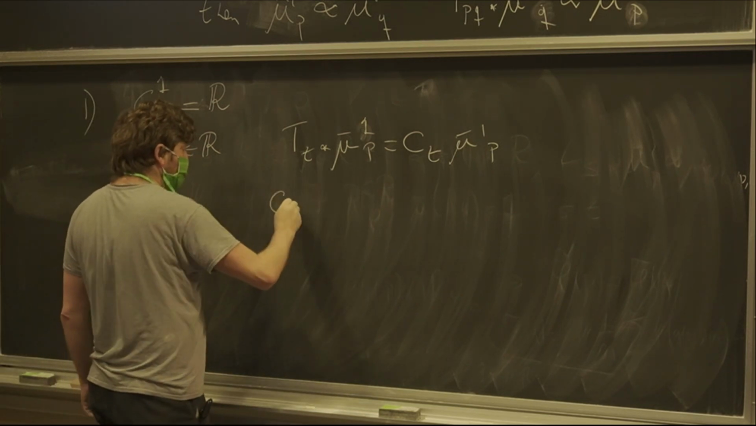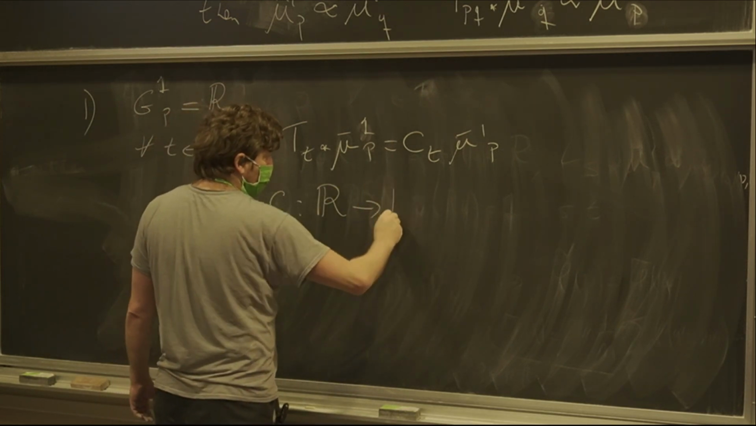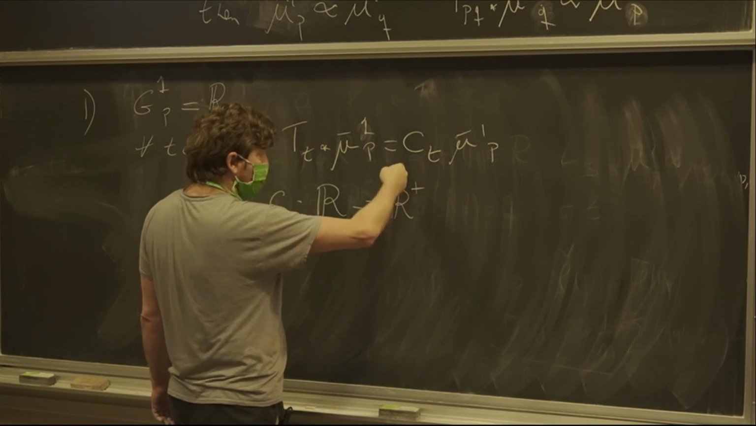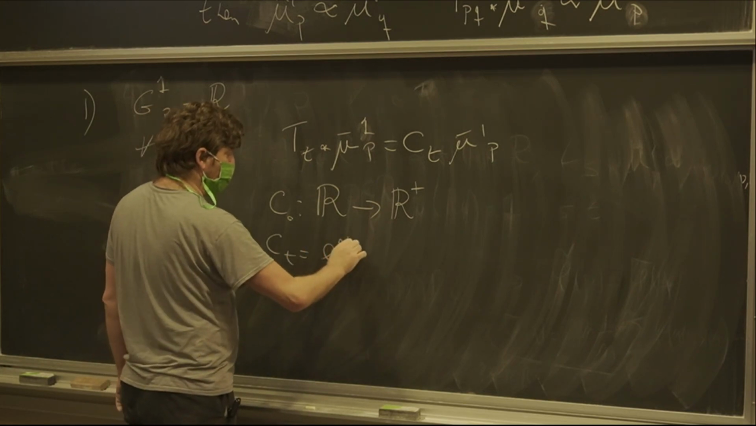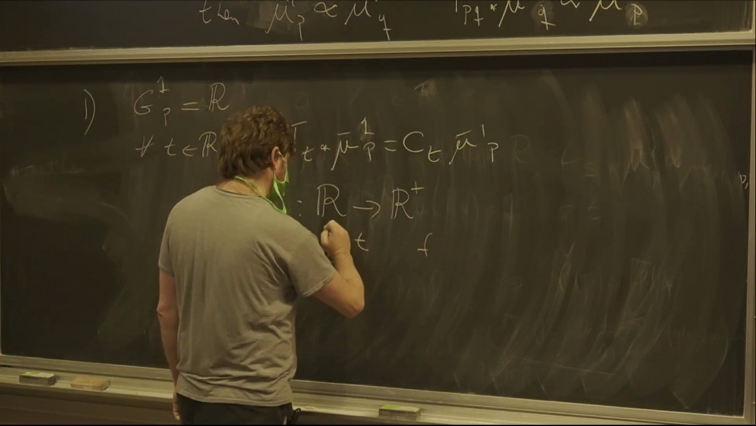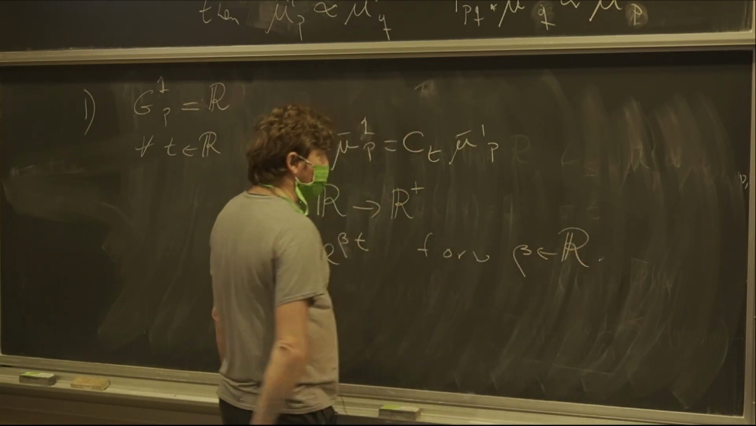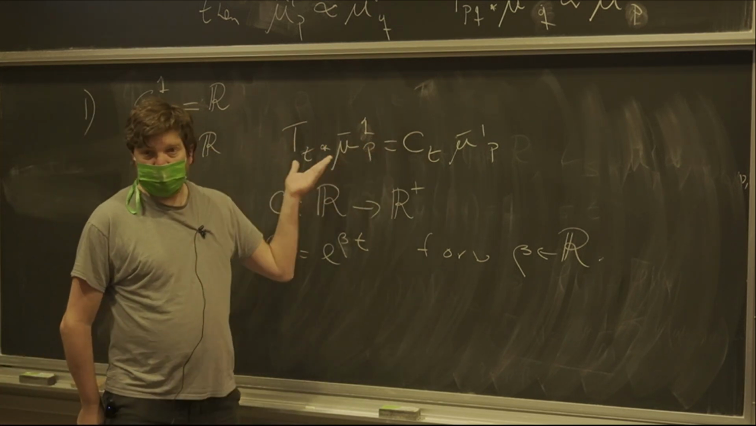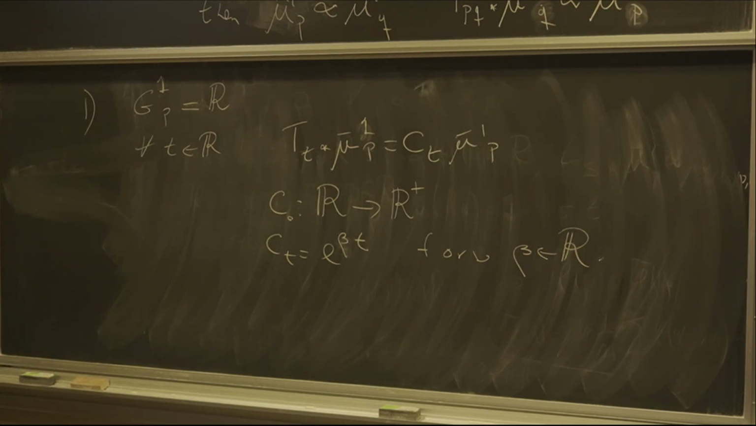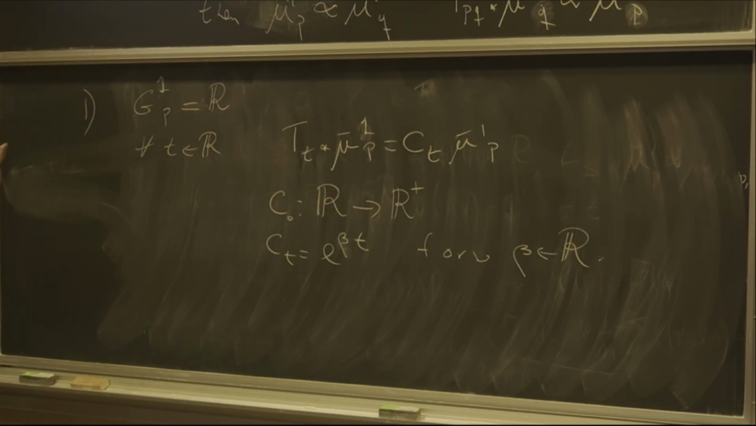Then it's easy to see that C, which is now a function from R to R plus, has to be e to the alpha t beta t for some beta in R. Because this is a group homomorphism, so it just follows from the very definition. And these are the only group homomorphisms from the additive to the multiplicative group, and it's a continuous group homomorphism. So that's what you have.